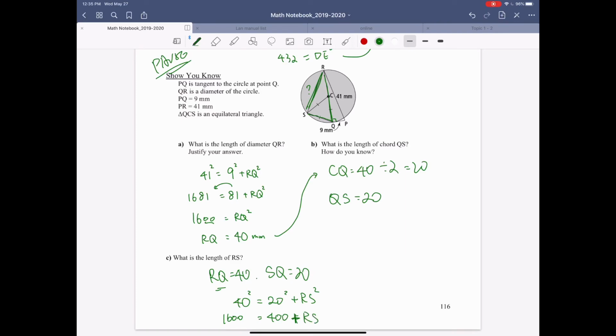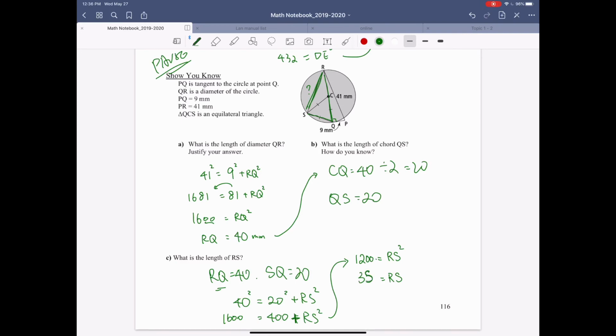Plus RS squared. So change it over to this side. Okay, 400 throw over to the other side. Basically, give you 1200, because it's 1600 minus 400. Okay, equals RS squared. RS therefore equals the square root of 1200. So the square root of 1200 will give you, I'm going to round it to a whole number here, 35.